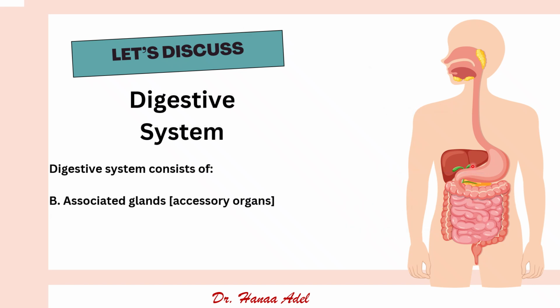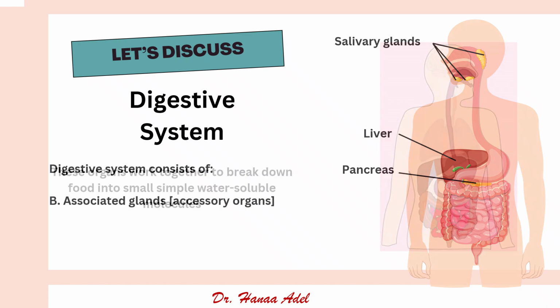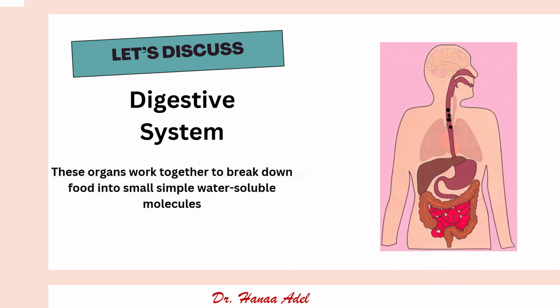The second part, which is the associated glands, we also call accessory organs. We have three associated glands. The first one is called the salivary glands. There are three pairs of salivary glands. The second one is the liver, and the liver secretes bile juice. The third one is the pancreas, which secretes pancreatic juice. All of these organs work together to break down food into small, simple, water-soluble molecules to be easily absorbed and reach the bloodstream.